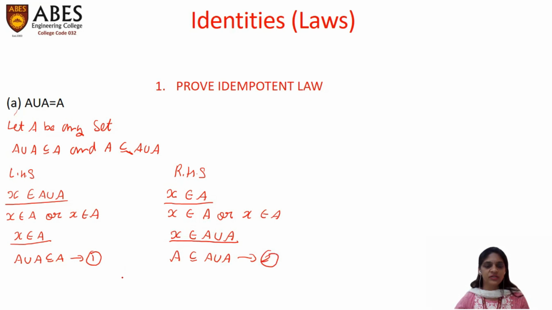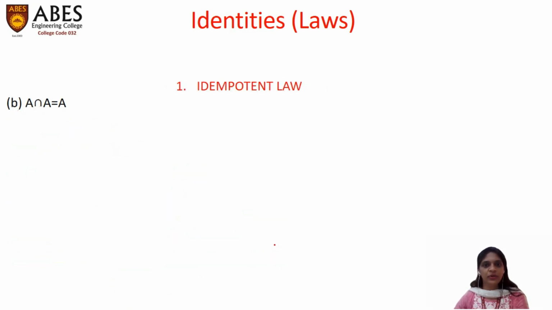From equation first and equation second, we can say that the left hand side is equal to the right hand side, which means that A union A is equal to A. Hence, proved. Now we are considering the second property of the idempotent law, that is A intersection A is equal to A.